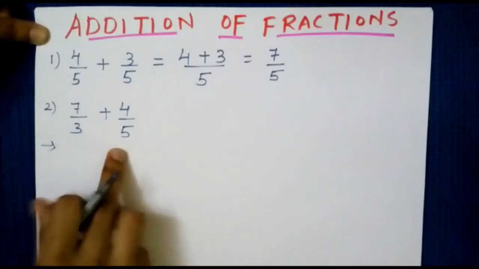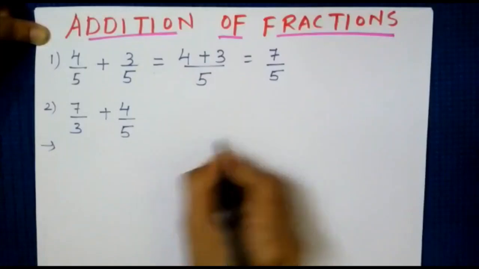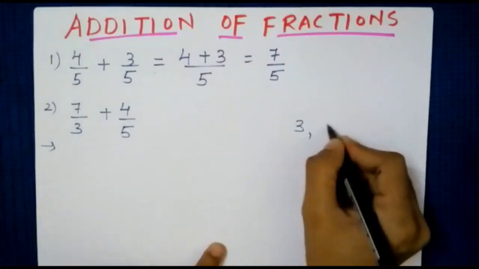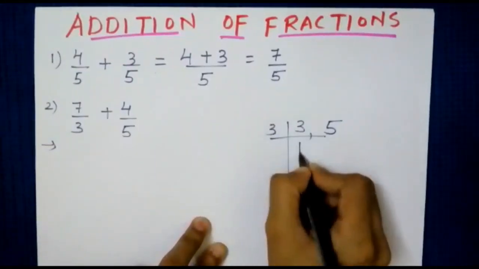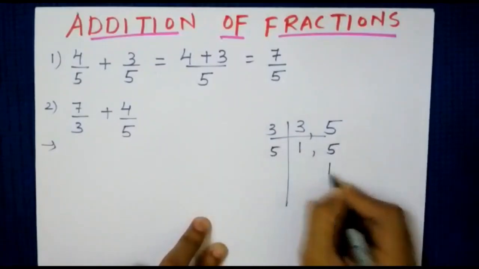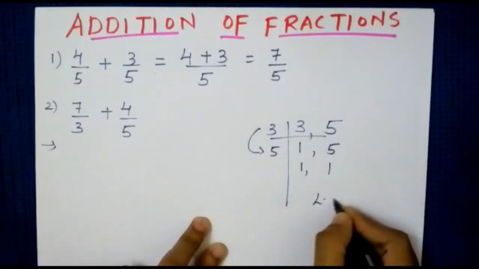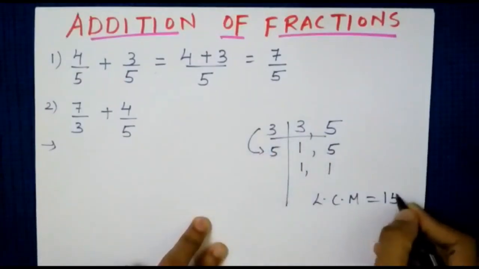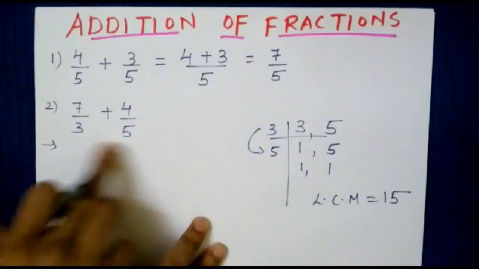So let us take the LCM of 3 and 5. First of all, we need to make the denominators same, so we will take out the LCM of 3 and 5. 3 and 5, divide by 3 gives 1 and 5 as it is, divide by 5 gives 1 and 1 as it is. Now you will multiply these both, so your LCM will be 3 fives are 15. Now your LCM is 15, so 15 should be the denominator of both.